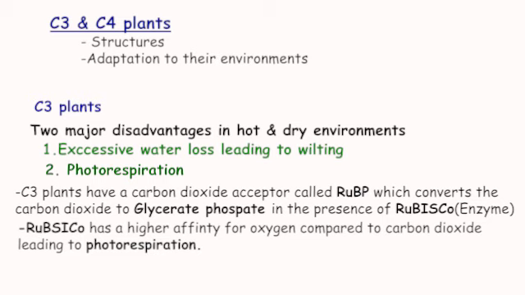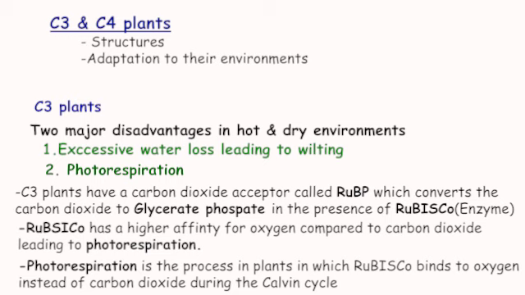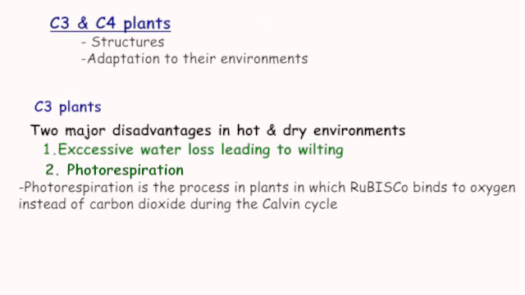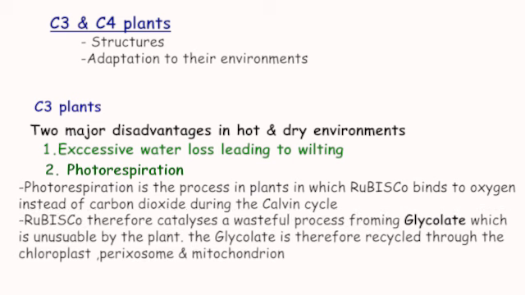Before I talk about this, you should know that photorespiration is the process in plants in which rubisco binds to oxygen instead of carbon dioxide during the Calvin cycle. And this is wasteful because when rubisco binds to oxygen, it catalyzes a wasteful process, forming what is known as glycolate or glycolic acid, and this is a 2-carbon compound which is unusable by the plant.